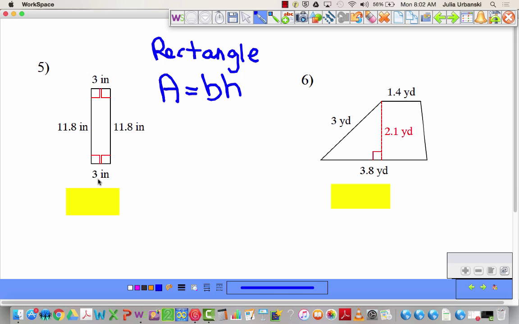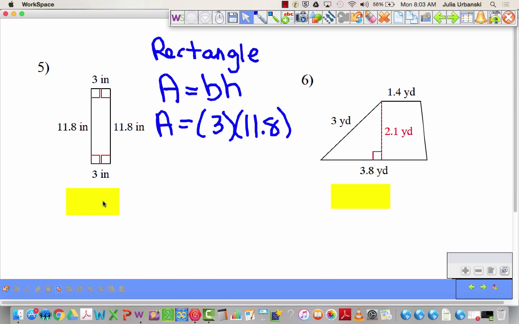So it's the 3 and the 11.8. It doesn't really matter which is which because multiplication is called commutative. But what matters is that you find the ones that have the right angle between them. Okay, so what do we get? Inches squared. And number 7, going down.